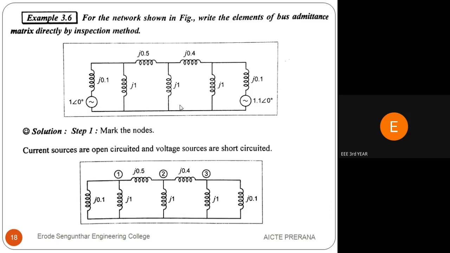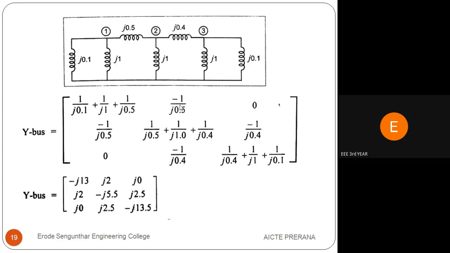So what we have seen already. Consider this network. We have to consider y11. In y11, totally 3 elements are connected. Those 3 elements will be added. Here we have to take the reciprocal because the given value is an impedance value. To convert impedance to admittance, we have to take the reciprocal of the impedance value. So the final answer is 1 by z.